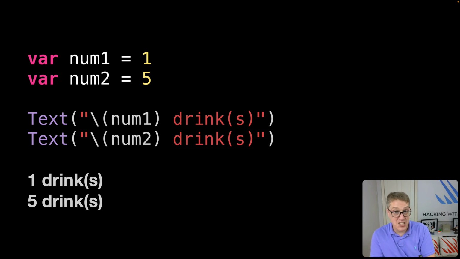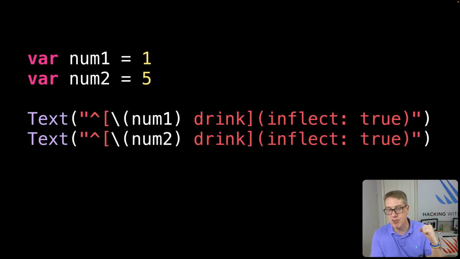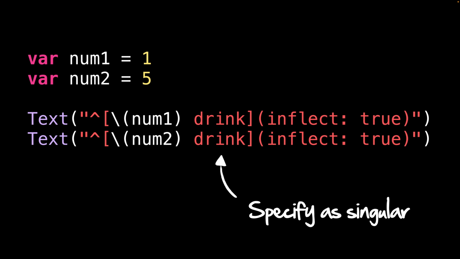Instead, we can ask SwiftUI to pluralize it automatically. Take the integer, say drink, and inflect true for any number. And we'll use drink both times as singular. We don't care anymore, because SwiftUI will automatically make it plural. It will say 1 drink, or 5 drinks, or 0 drinks, or 500 drinks automatically. And this is really easy to adopt in your project.